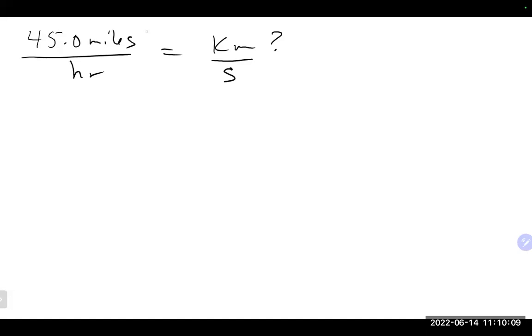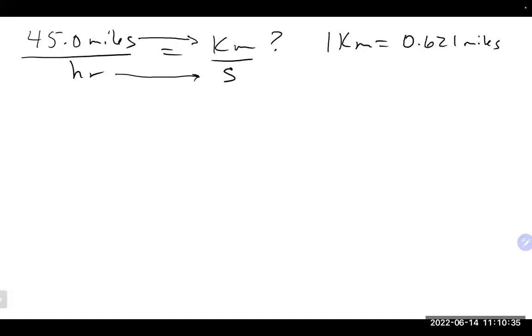I need to convert my top unit to kilometers. I need to convert my bottom unit to seconds. And this is really where dimensional analysis comes into play really well, so you could see where everything is. For example, I would need something between kilometers and miles: 1 kilometer, 0.621 miles. And hours and seconds, perhaps.